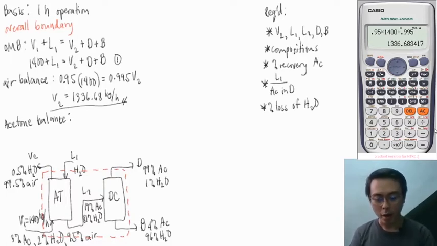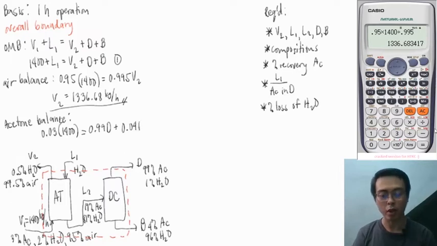So our acetone balance would be 3% of V1, which is 1400. There's no acetone in L1. So that equals 99% of D plus 4% of the bottoms product. That is our equation number 2. We now have 2 equations, but we cannot solve them yet because in equation number 1, we still have the unknown L1.